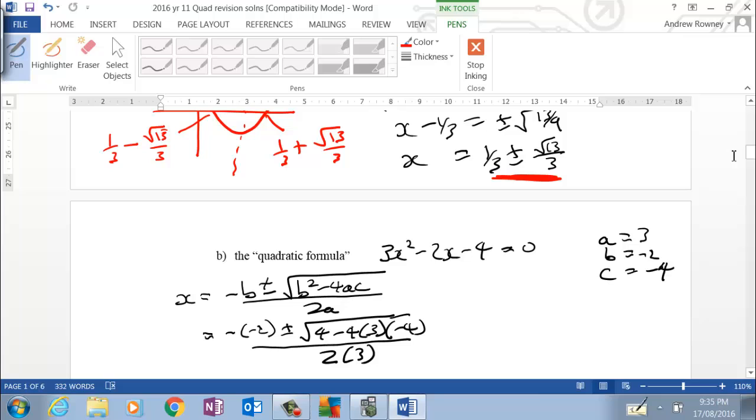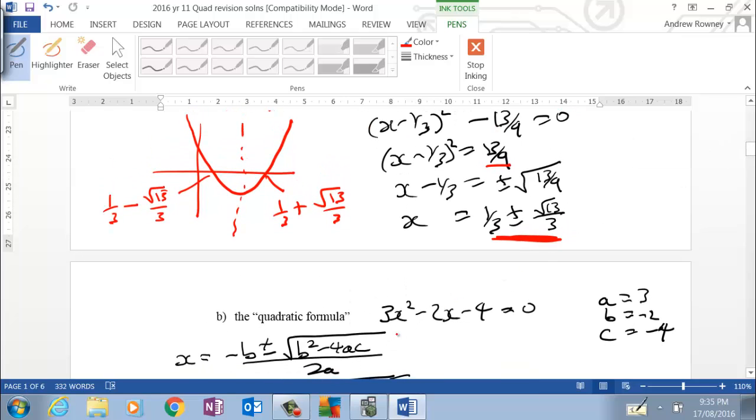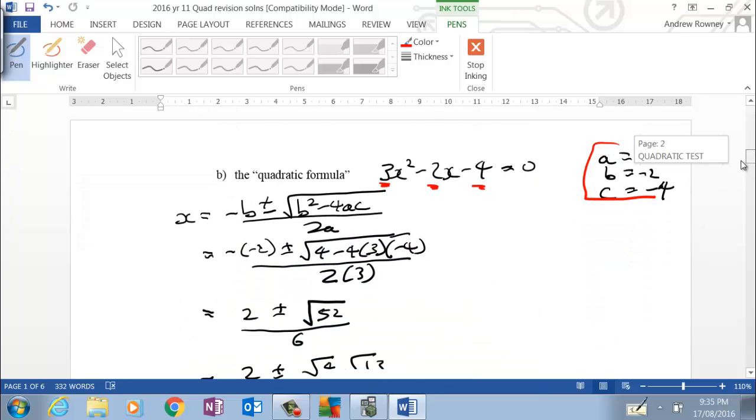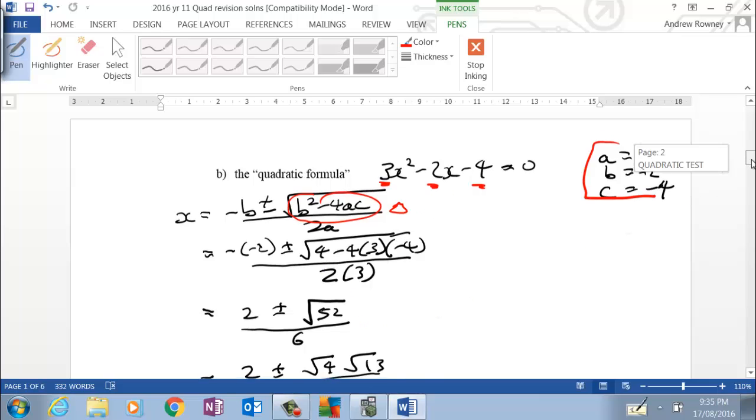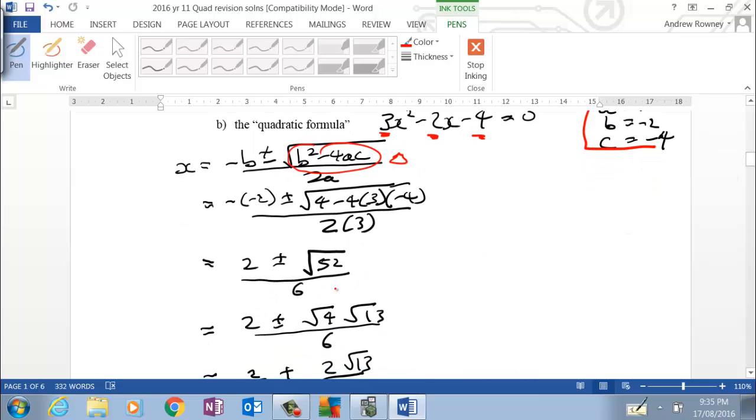Alternatively, we could use the quadratic formula to get the same answer. The original equation is here, so there's your a, b and c written over here on the side. Applying it to the formula, minus b plus or minus the square root of b squared take 4ac over 2a. This one under the square root sign is called the discriminant, or delta. Plugging in the values, you get 2 plus or minus root 52 on 6.